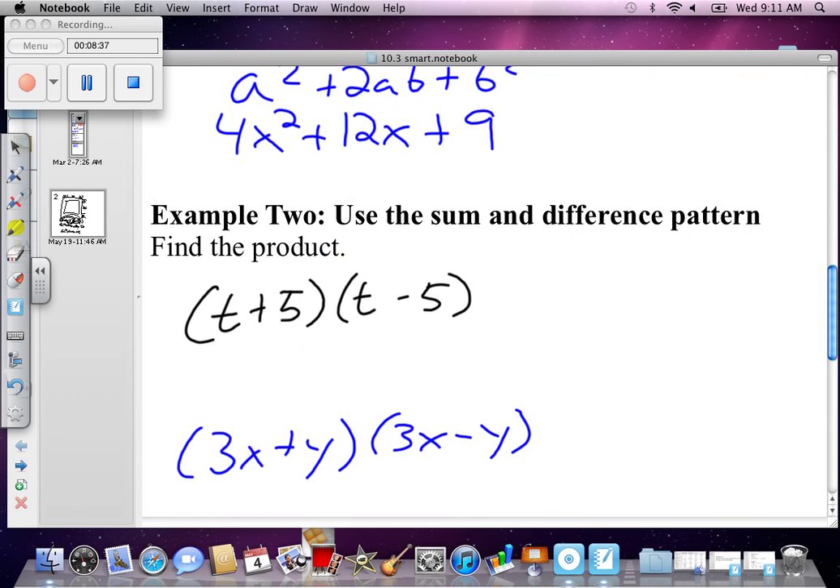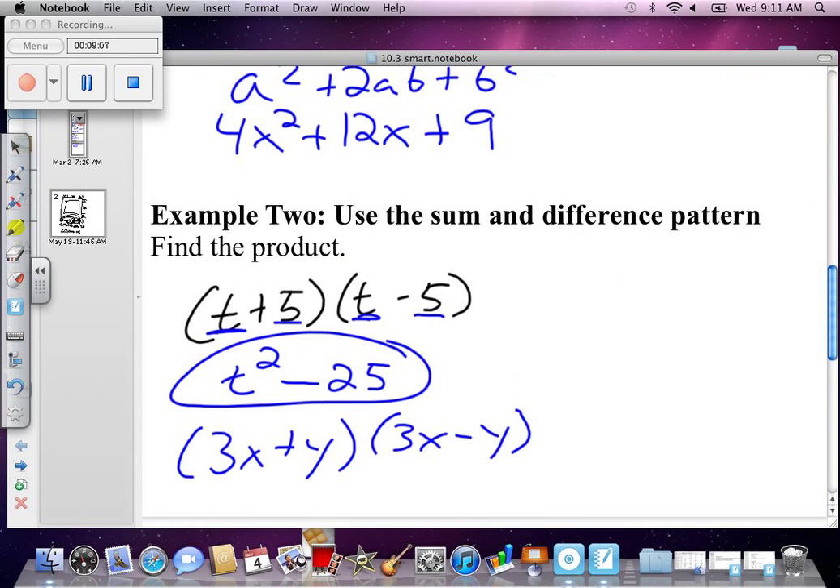We've got t plus 5 times t minus 5. So is it a plus b squared, a minus b squared, a plus b times a minus b? Yeah, it's that last one. So I'm going to take this one, because it's a, and I'm going to write t squared. This one is b, so I'm going to write minus 25. That's all you have to do.